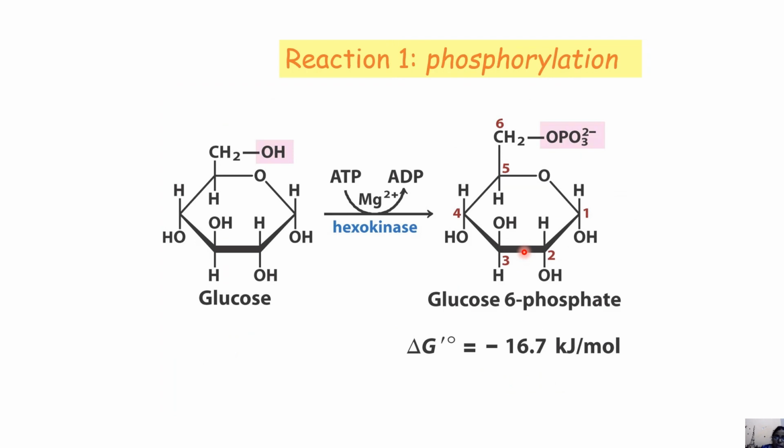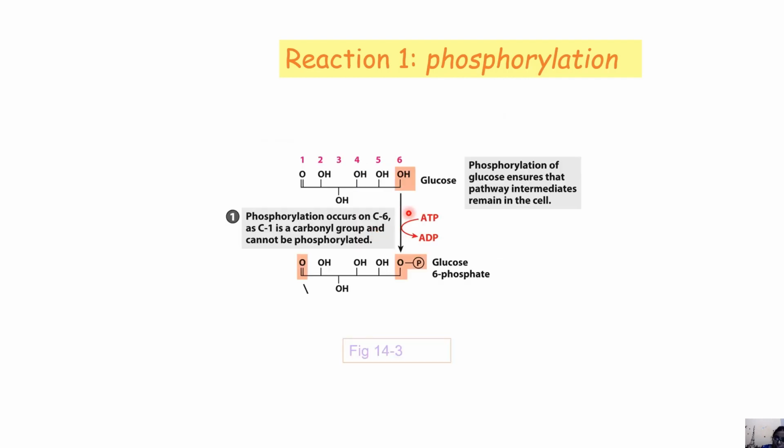Reaction one is phosphorylation, where glucose gets converted to glucose 6-phosphate with the utilization of energy, and magnesium ion is also required. This is done by hexokinase. Phosphorylation of glucose ensures that pathway intermediates remain in the cell. So glucose gets transformed to glucose 6-phosphate, ATP to ADP. Phosphorylation occurs on C6, and C1 is a carbonyl group and cannot be phosphorylated.